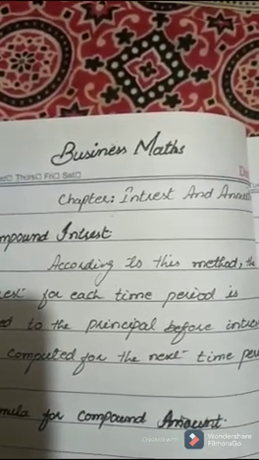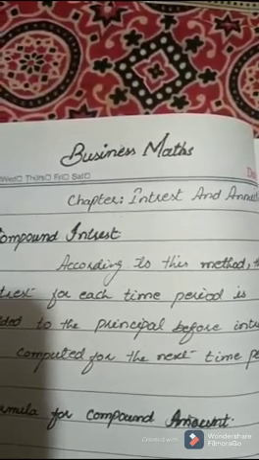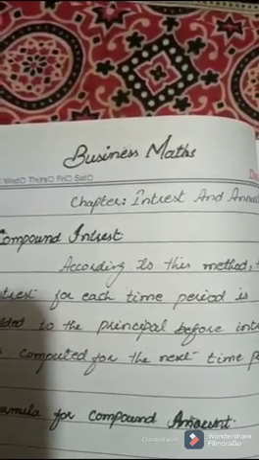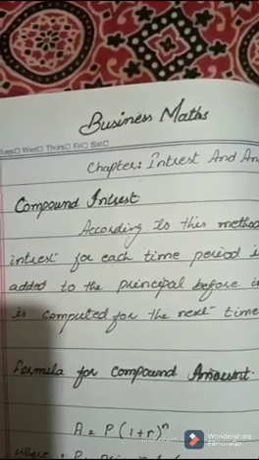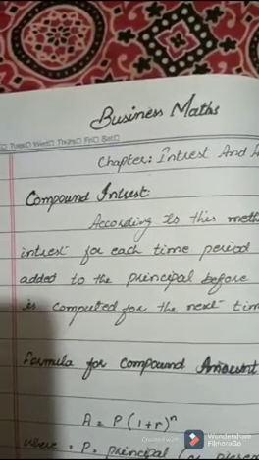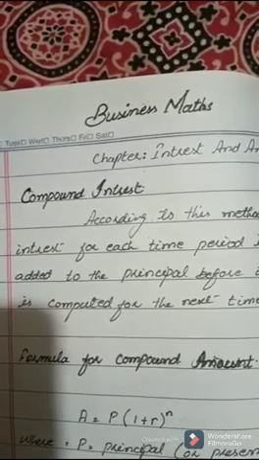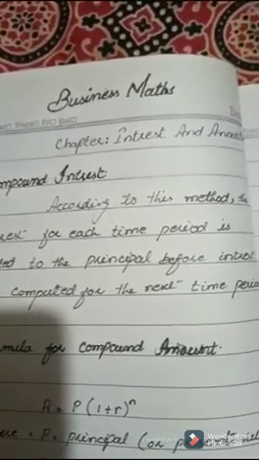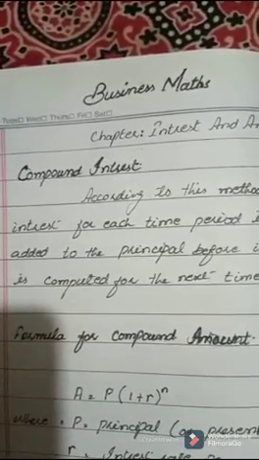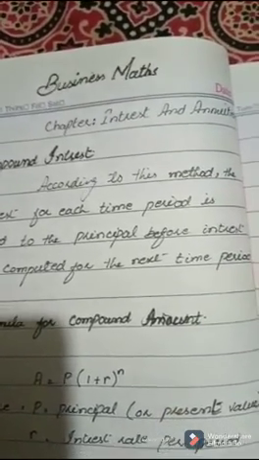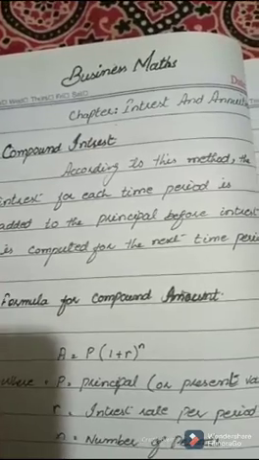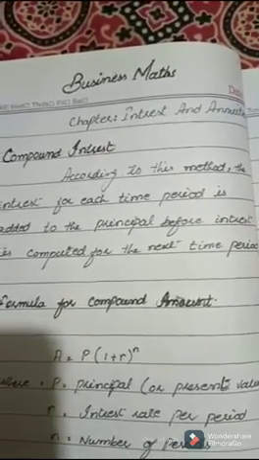Today we are starting our business math chapter, interest and annuity, next lecture. In the previous lecture we learned about simple interest. Now we are learning about compound interest. What is compound interest? According to this method, the interest for each time period is added to the principal before interest is computed for the next time period.